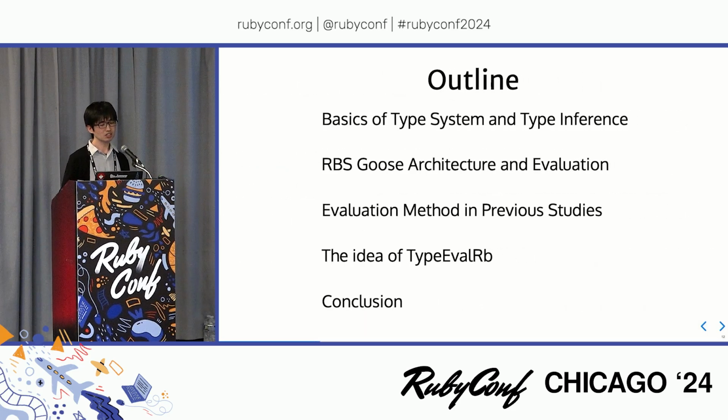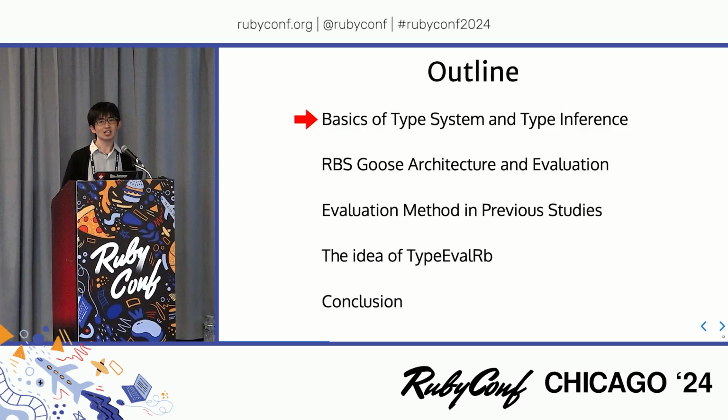The outline for this session is here. First, we will review the basics of type systems and type inference. Next, I will talk about the RBS Goose I developed, its architecture for type inference using LLMs and its current performance evaluation results. After that, I will focus on the evaluation methods used in previous studies as a reference for a more detailed evaluation. Finally, based on these, I will share my idea for TypeEvalRb, a Ruby type inference benchmark.